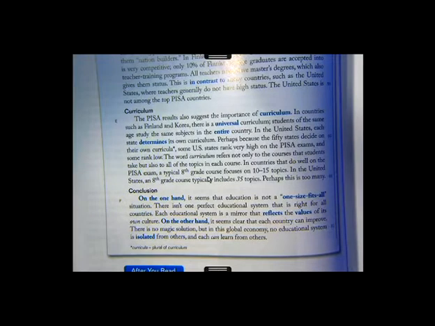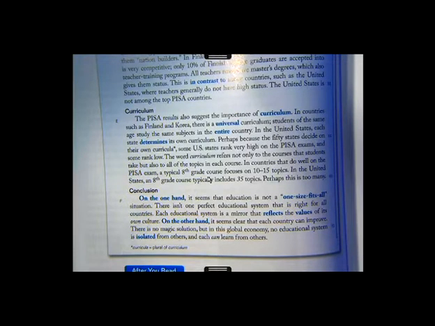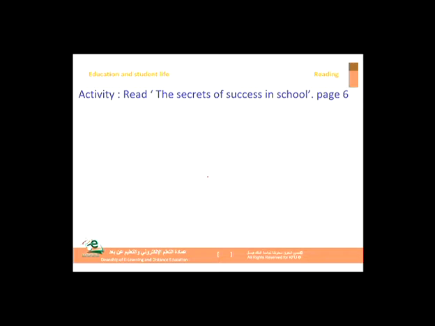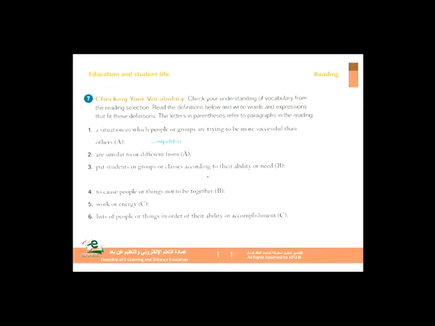Now hopefully you have read the whole reading selection, and now we are ready to do the exercises on that passage. The next exercise, checking your vocabulary. So what I'm going to do here, I'm going to read to you the definition and ask you to give me the word or to find a word in the passage that means this definition. All right, let's start with number one.